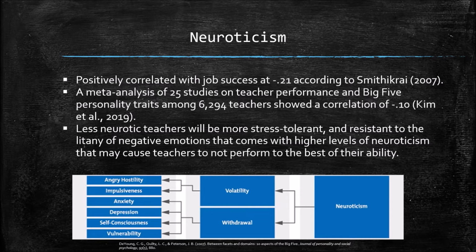But they're going to have a big advantage in that realm, and they're also resistant to all these negative emotions that come with higher levels of neuroticism, which would cause teachers not to perform to the best of their ability. They might be miserable in some ways, right? In particular, if they've got a bad day, all of a sudden it becomes an even worse day because they're more neurotic than a person who's less neurotic.